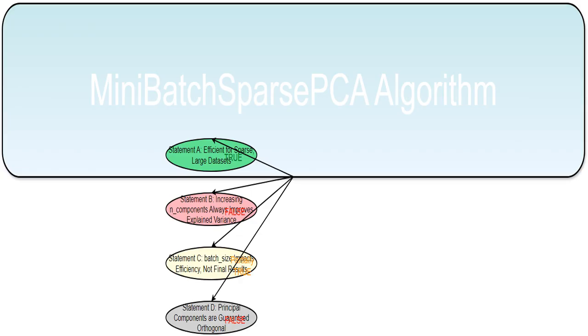I'm using MiniBatchSparsePCA, a specific algorithm in the scikit-learn library. It's designed to handle PCA, principal component analysis, on really large datasets that are mostly empty, sparse data. Think of it like a giant spreadsheet with lots of empty cells. The mini-batch part means it processes the data in smaller chunks, making it much more memory efficient. This is perfect for our giant gene expression dataset.